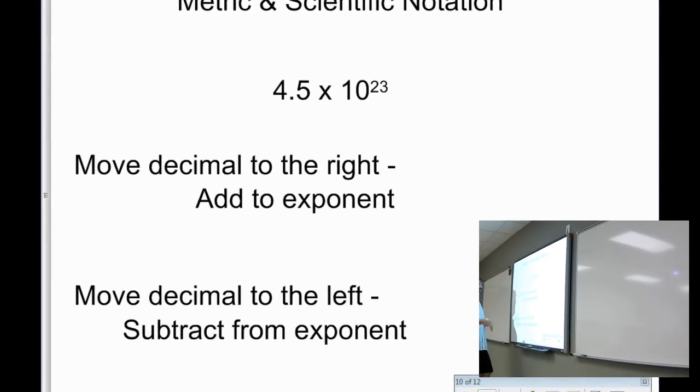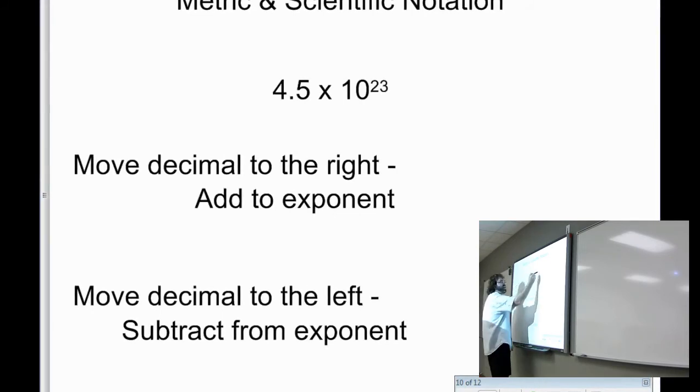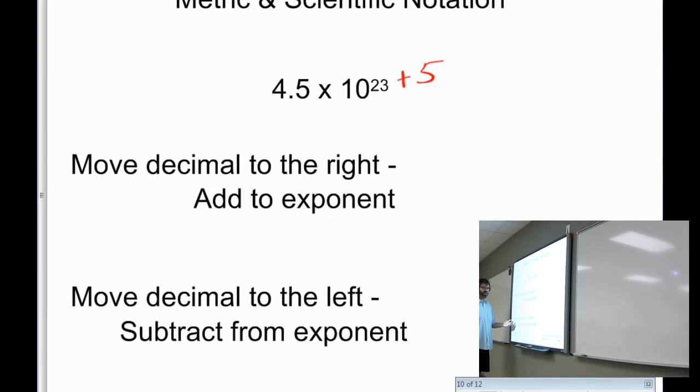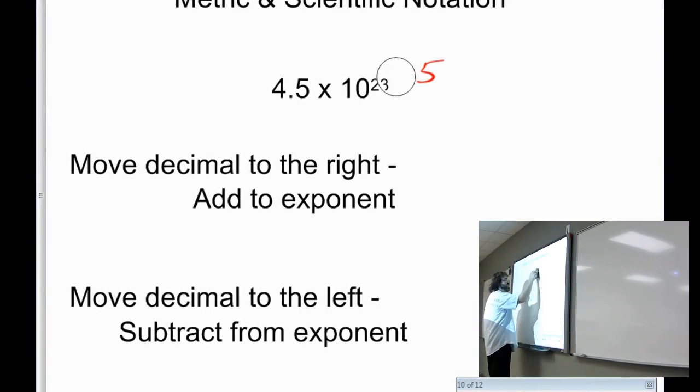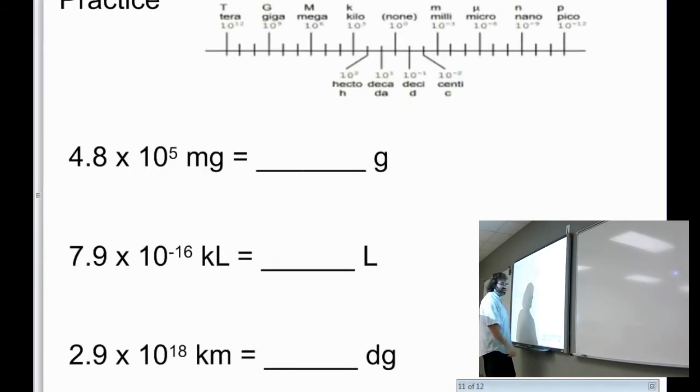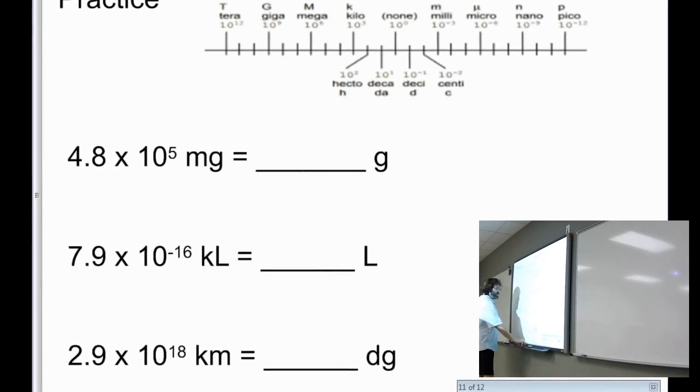If I'm moving on my prefix scale to the right, I would just add to my exponent. Let's say I move 5 spots to the right, I would just add 23 plus 5, which would be 28. If I move to the left, I would just subtract from the exponent. So again, let's say I move 5 spots to the left, I would subtract from that, and 23 minus 5 is 18. So that is an easy way to make conversions in scientific notation with the metric system. Here are 3 examples on this.